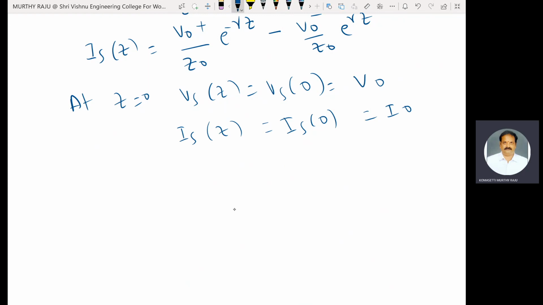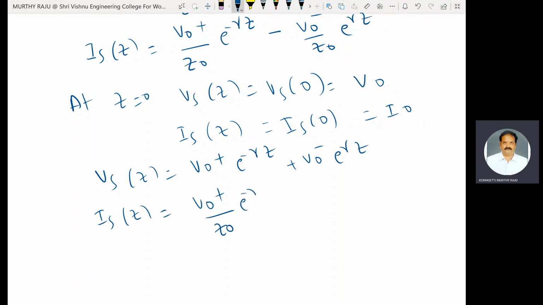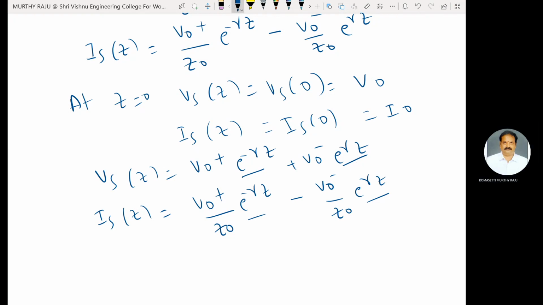Write down the expressions here. Vs of Z is equal to V0 plus e power minus gamma Z plus V0 minus e power gamma Z. Is of Z is equal to V0 plus by Z0 e power minus gamma Z minus V0 minus by Z0 e power gamma Z. Substitute Z is equal to 0 in these two expressions. These exponential values are equal to 1. Therefore, Vs of 0 is equal to V0, Is of 0 is equal to I0.